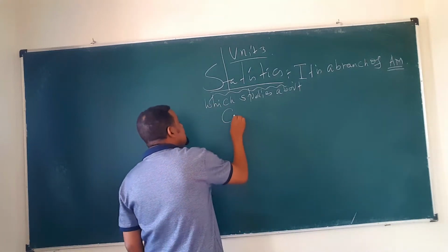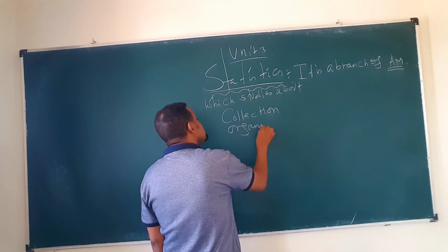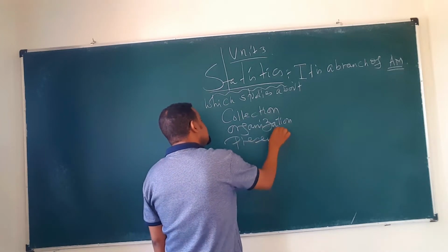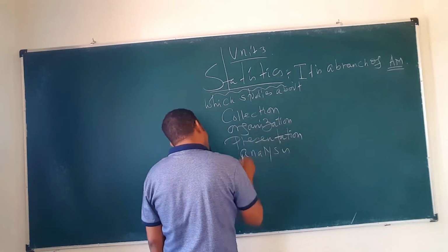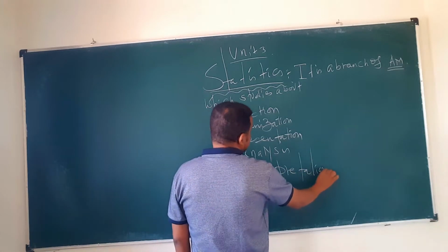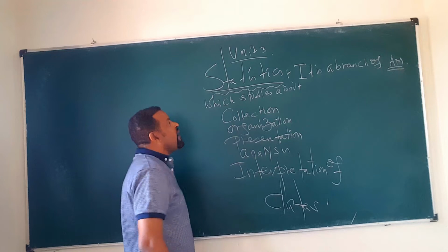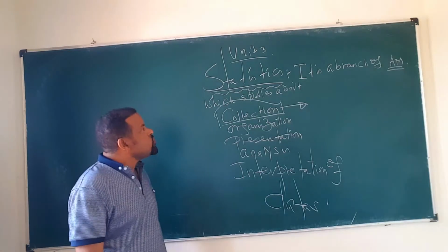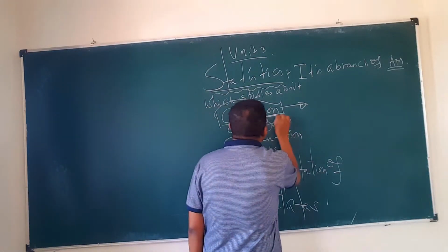Which studies about the collection, organization, presentation, analysis, and interpretation of data. Interpretation of what? Data. This is what most scholars agreed on the definition of statistics. So statistics is a branch of applied mathematics which studies about the collection of data.